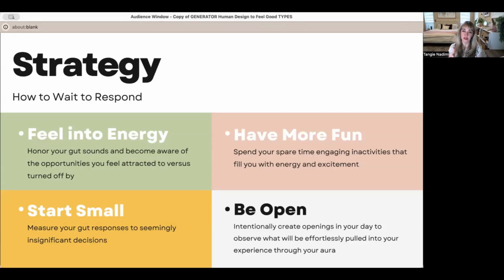Your satisfaction doesn't always have to come from the biggest things in life. It doesn't always have to be that relationship, that career opportunity. It can be smaller things like the things that you choose to eat or wear in a day, which goes right along with my next point. Start small. Measure your gut responses to seemingly insignificant decisions. Be open. Intentionally create those openings in your day to observe what you will be effortlessly pulled into through your aura.